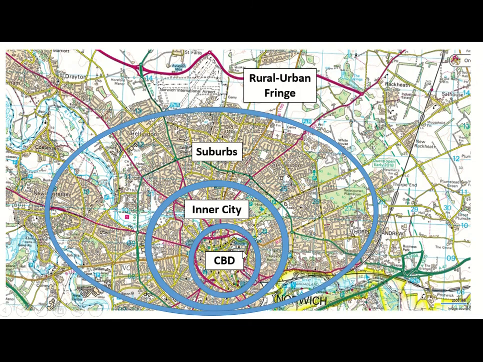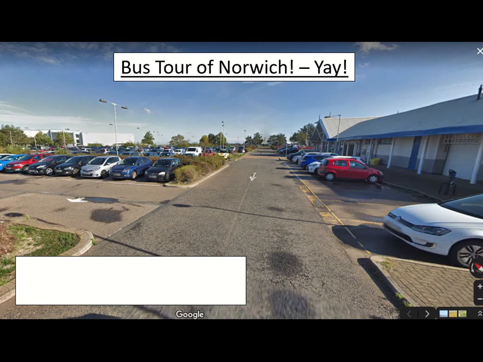So CBD, Central Business District, inner city, very, very high density housing, few shops, suburbs, bigger houses, more spread out, bigger gardens, and then your rural urban fringe, big land use, and then spread out little settlements. Okay, so this is Norwich from above. Let's have a look a bit more small scale with our lovely, exciting bus tour.